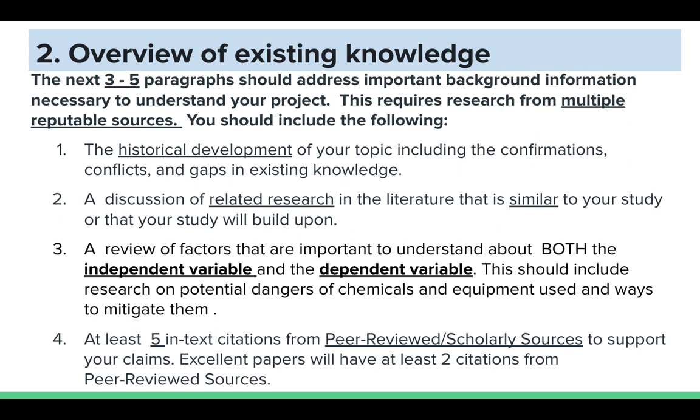Number three, a review of factors that are important to understand about both the independent and the dependent variables. This should include research on potential dangers of chemicals and equipment used and ways to mitigate them. And then four, at least five in-text citations from your peer-reviewed scholarly sources in your bibliography to support your claims. And excellent papers will have at least two citations from peer-reviewed sources.